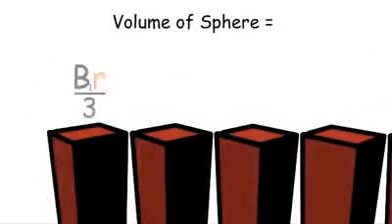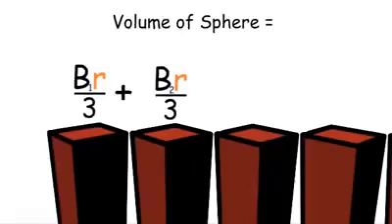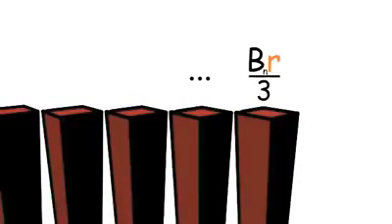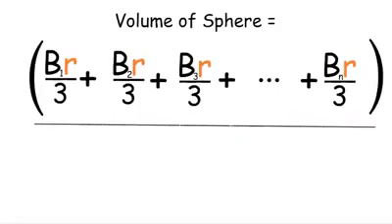So lining up the pyramids, we start from the beginning, and we have volume of the sphere is equal to base 1 r over 3 plus base 2 r over 3 plus base 3 r over 3. And we will continue this process up until the last pyramid. Now we don't know how many pyramids we have, so we just let base n r over 3 simply represent the last pyramid. So having added up the pyramids together, we have this complete simple formula to work with.